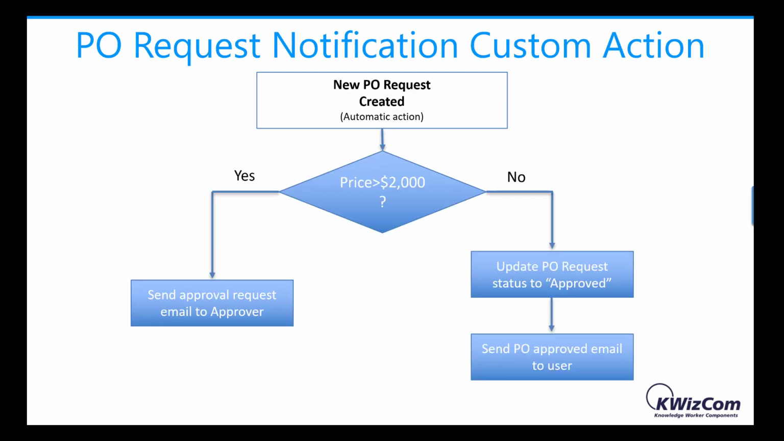But what if we need something with more than just one case? So if the price exceeds $2,000, do one thing, but if it's less than $2,000, we want to do another thing. This is what we call branching.